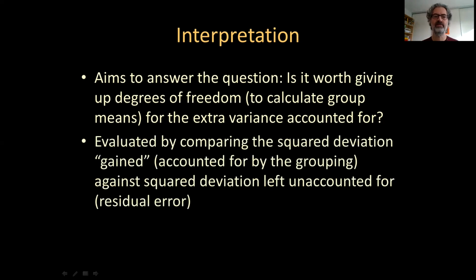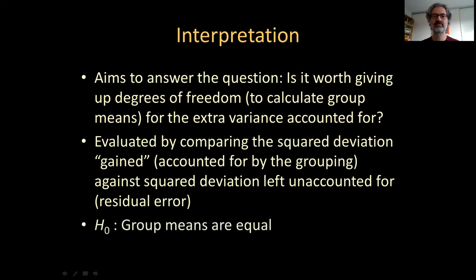And the way it's doing it is by comparing a squared deviation that has to do with the groups, so how far the groups are from the grand mean, and comparing that against the squared deviation that we are not able to explain. So the squared deviation of each data point from its own group mean, this ratio.